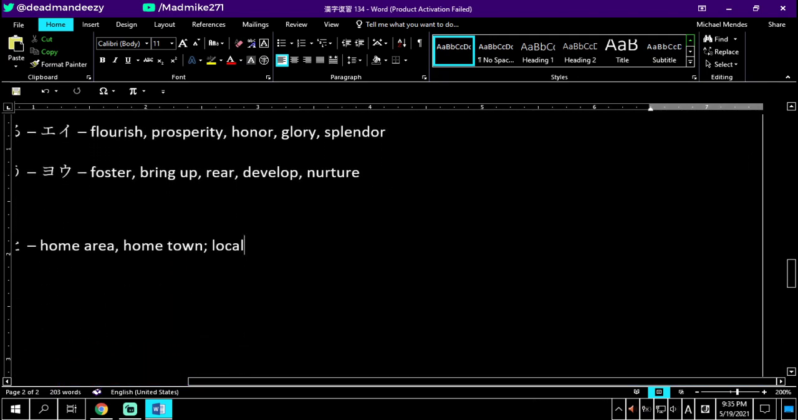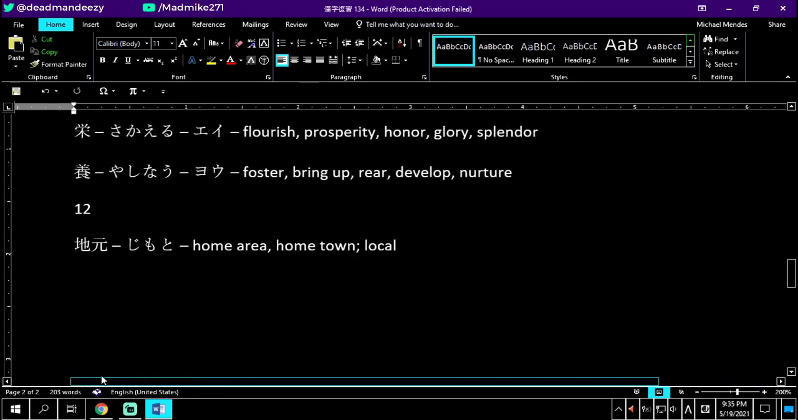Number 12 is the home area, hometown, or local. This is your ji. Local hometown is the earth of your origin, right? Your hometown. Jimoto. Jimoto is our last word.